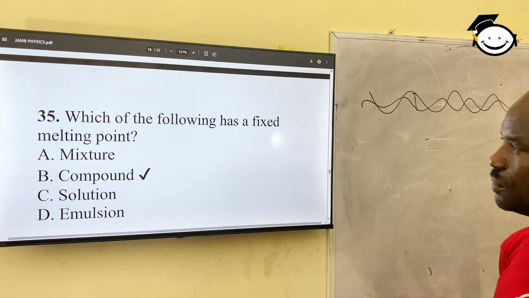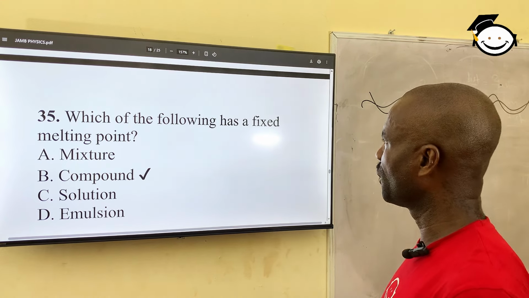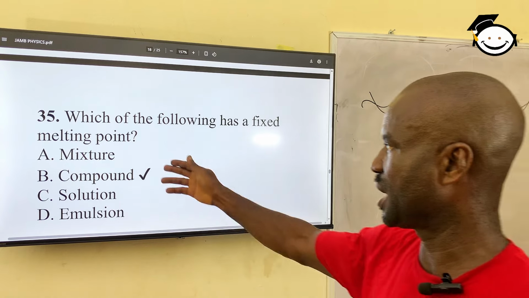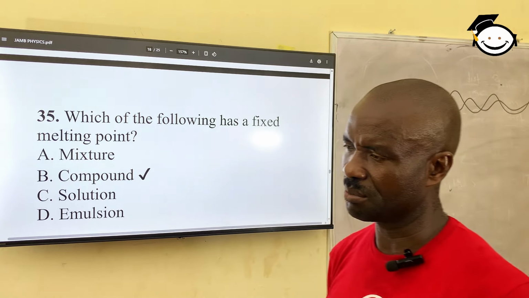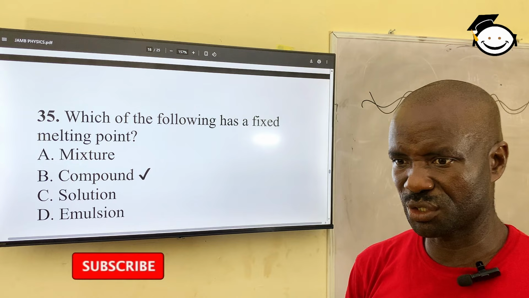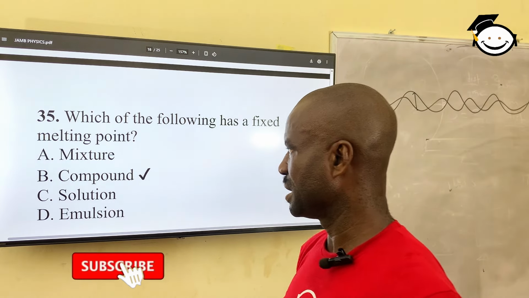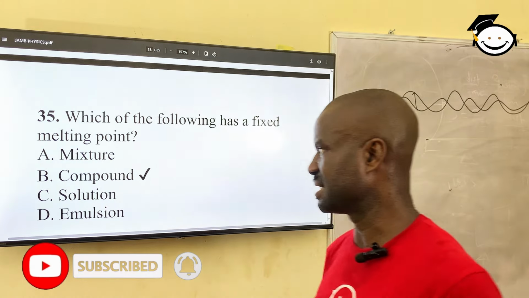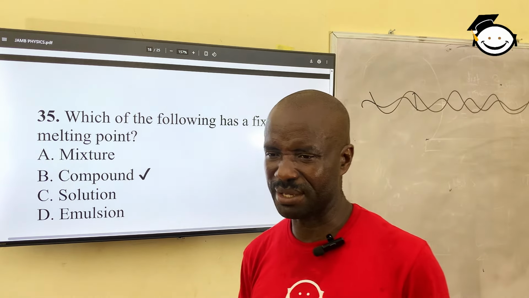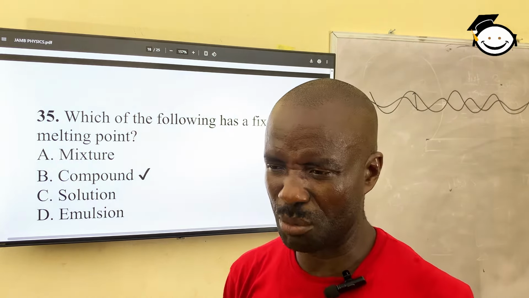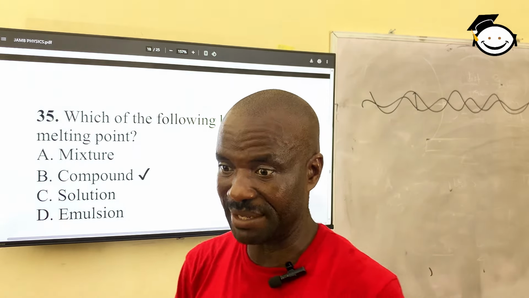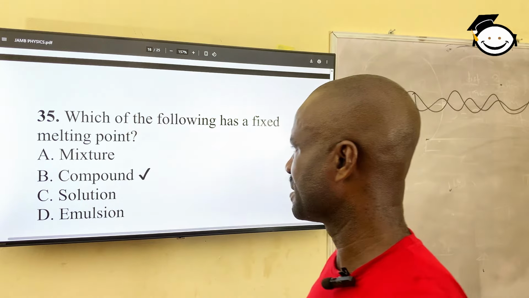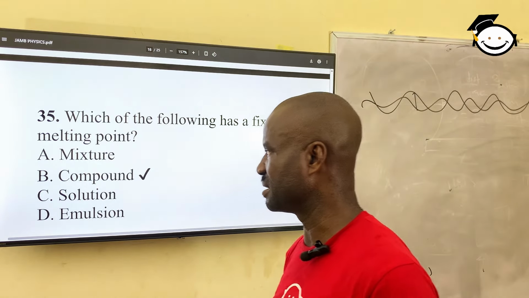Question 35. Which of the following has a fixed melting point? A mixture has no fixed melting point because it's made up of a combination of two or more substances. A, compound, solution, emulsion. The correct answer is compound, because a compound is a combination of two or more substances which are chemically combined. They now become one, so the melting point becomes fixed. So the correct answer is B, compound.